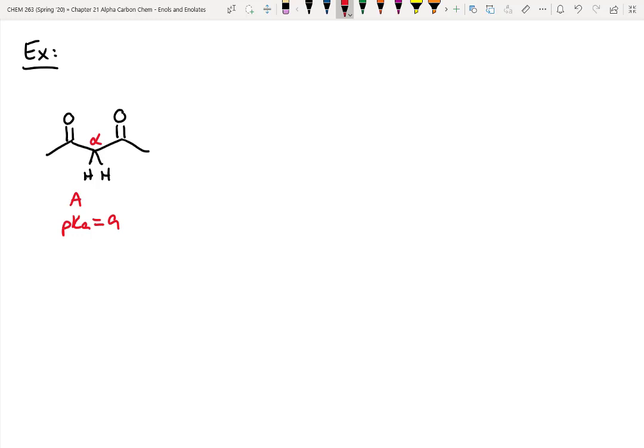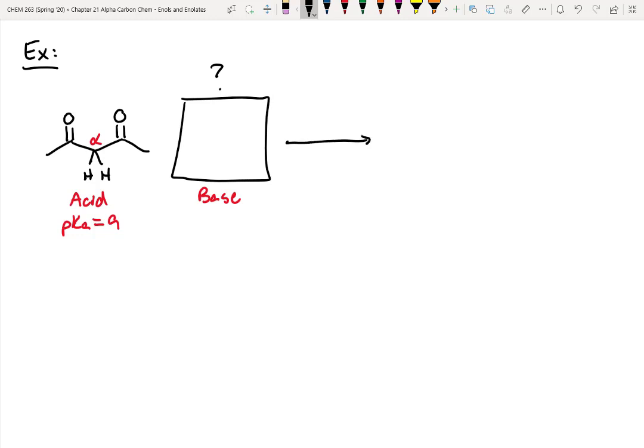So this is going to act as our acid. And then we need some sort of base. And I'm just going to put a question mark here. We'll try to figure out what that is. And our goal is to get this to go all the way to our enolate.